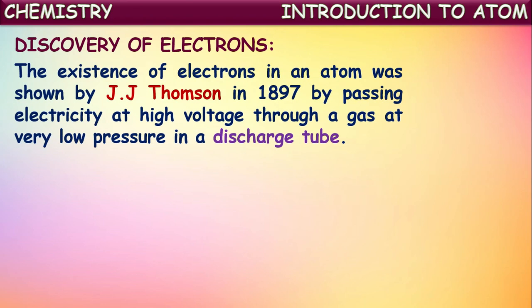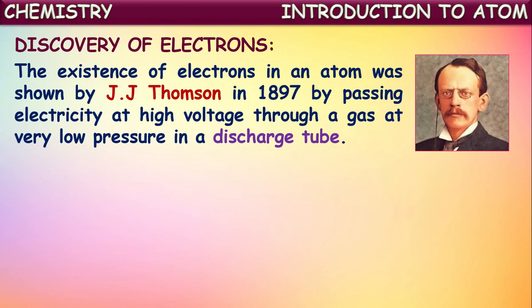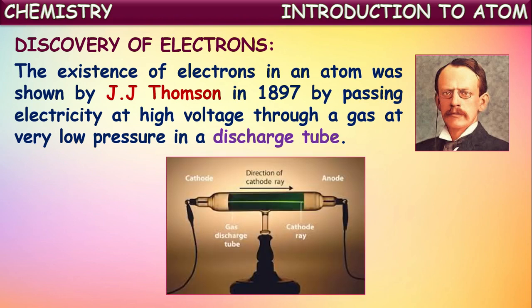The existence of electrons in an atom was shown for the first time by J. J. Thomson in 1897 by passing electricity at a high voltage through a gas at a very low pressure in a discharge tube. So, by the experiment called the discharge tube experiment, J. J. Thomson found for the first time the existence of electrons. Here, he used the discharge tube for the discovery of electrons. There, he passed high voltage electricity through a gas taken in the discharge tube at a very low pressure. Then he observed the presence of electrons in that.